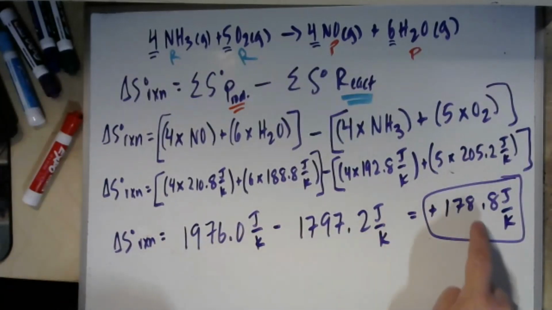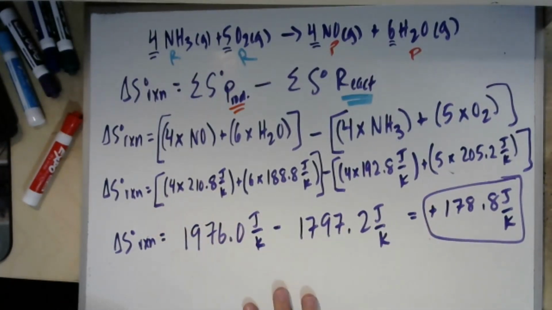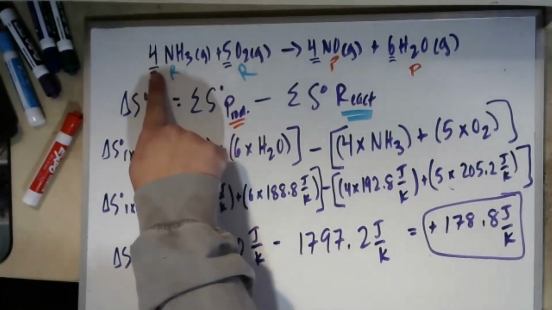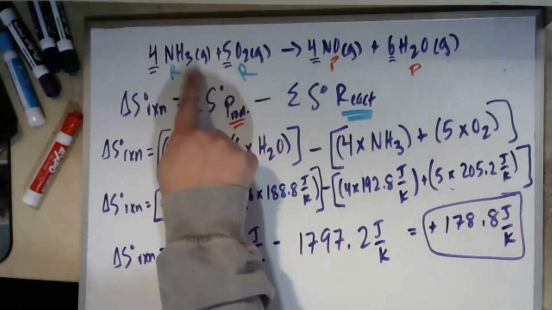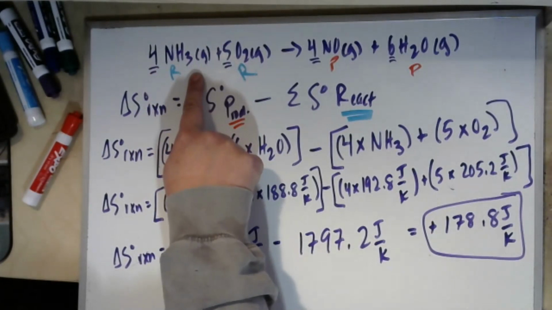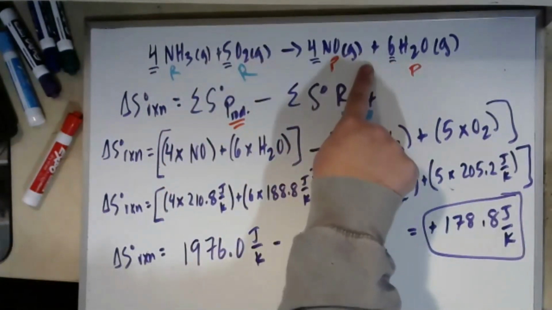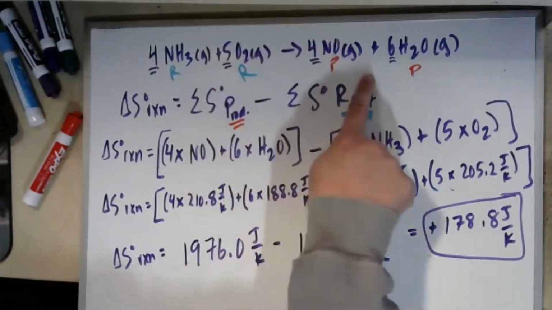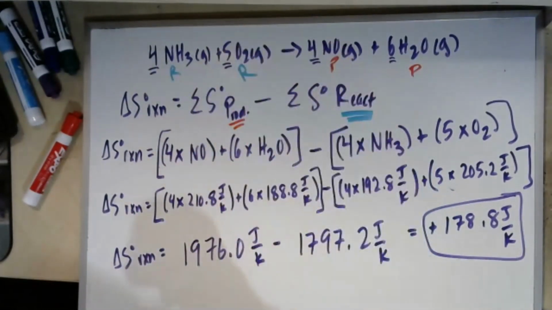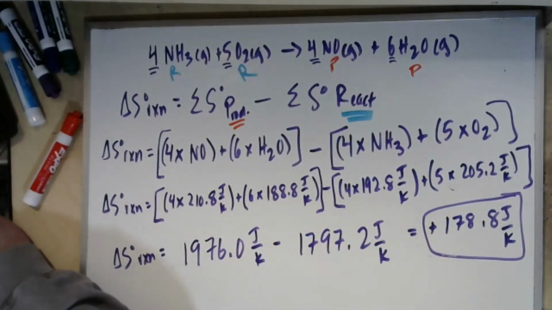Okay. Does this value make sense? It's a positive delta S value. If you look at this reaction, what do we see? We have 4 moles of gas plus 5, so that's 9 moles of gas on the reactant side. I have 4 plus 6 moles of gas, so that's 10 moles of gas on the product side. 9 moles of gas to 10 moles of gas, that's an increase in entropy, so I would expect a positive delta S value for that.